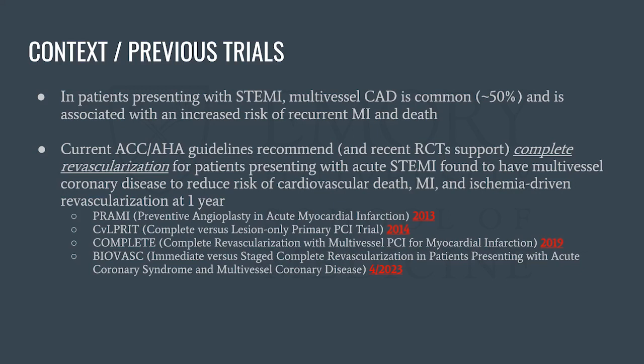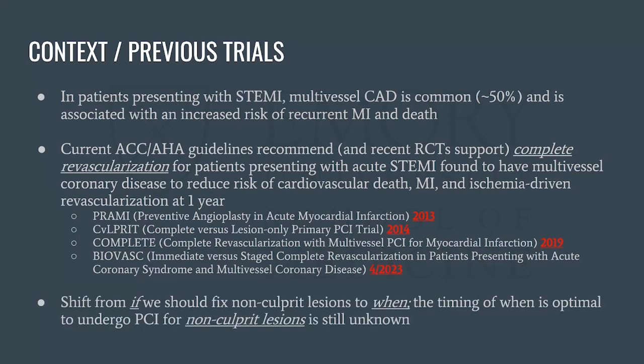These primarily came from the PRAMI, CULPRIT, and COMPLETE trials that were performed in 2013, 2014, and 2019, respectively. And the BioVasc trial, which was asking a very similar question to the MULTISTARS AMI trial, found a similar conclusion that we'll come to, but they included patients who had any form of ACS, including STEMI, NSTEMI, and unstable angina, whereas the MULTISTARS AMI trial focused specifically on patients with STEMI. Our focus has shifted from if we should fix these non-culprit lesions to when. And of course, the optimal timing of fixing these non-culprit lesions is still unknown.